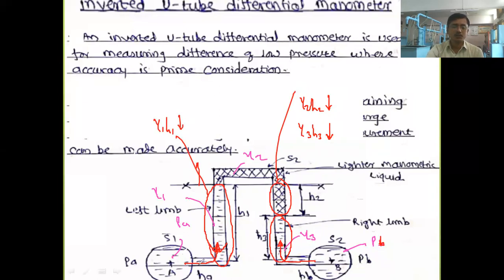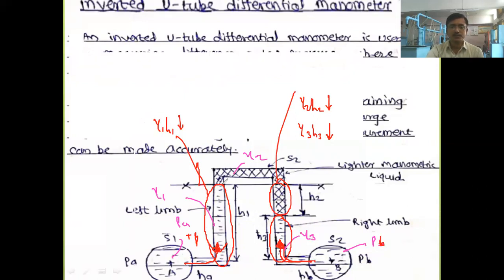But if you consider, you see here, PA and PB both are acting in upward direction, and these three pressure intensities are acting in downward direction. So here we have to decide the notation. The pressure intensity acting in upward direction, let us consider it as positive, and the pressure intensity acting in downward direction, let's consider as negative. So where will be the datum? The point where the manometric liquid, such as mercury, is lower will be considered as the datum. At this datum, pressure intensity in the left limb, what is that?